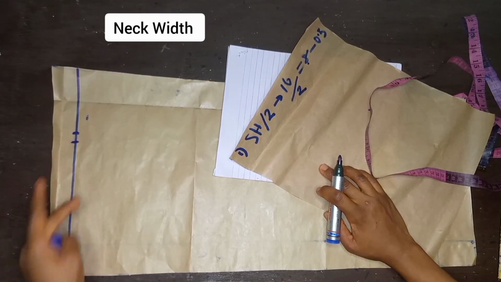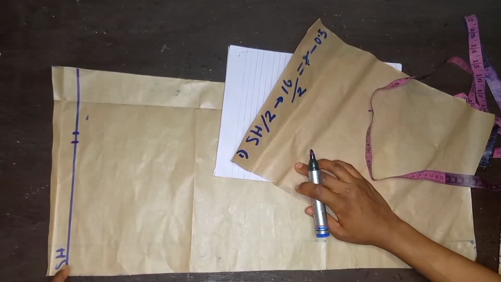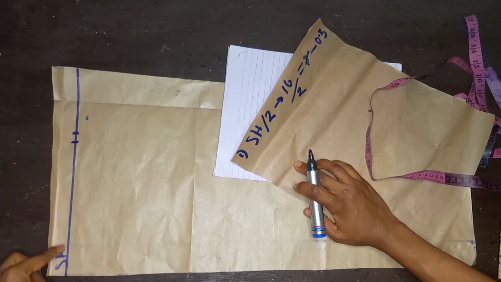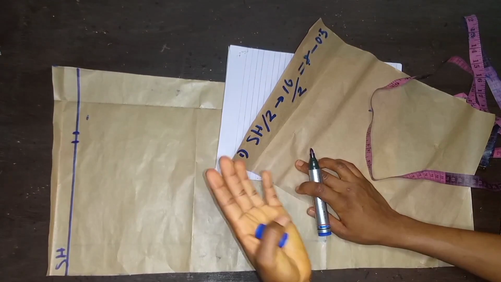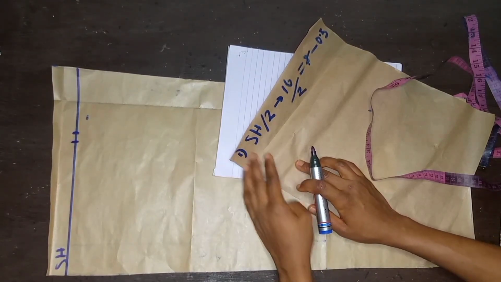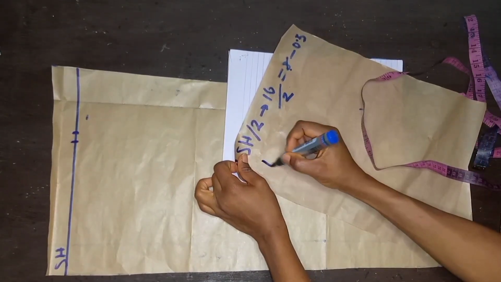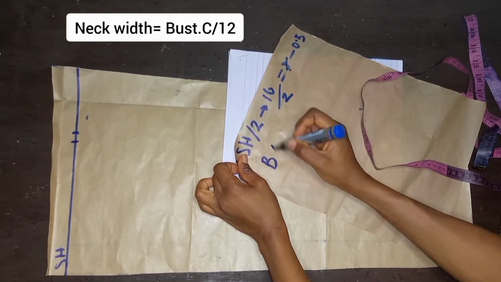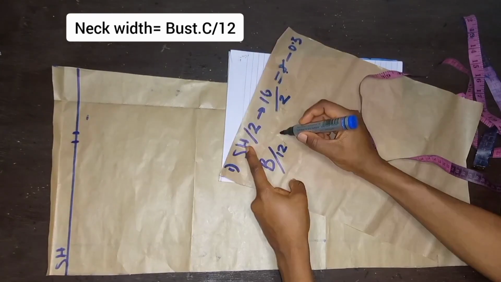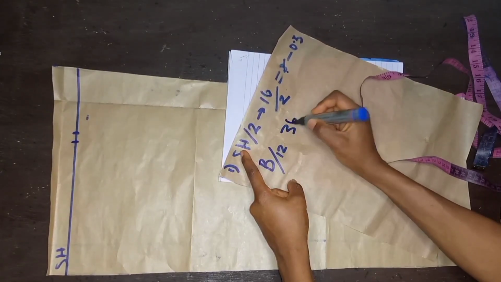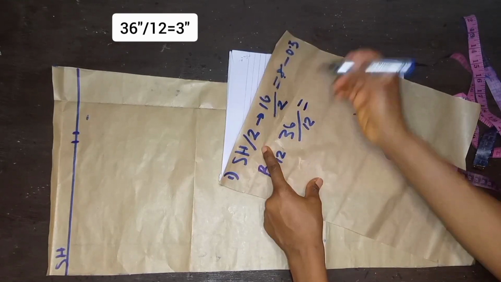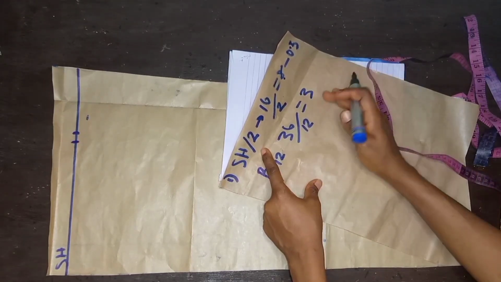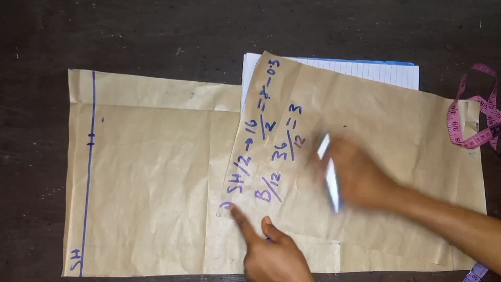The next one is the formula for neck width. That is when you're trying to draft a basic neck width, a standard neck width and not maybe you're trying to make any stylish design. And this formula is used for both the front and the back bodies. The formula for neck width is the bust circumference divided by 12. So let's say the bust circumference is 36 inches. 36 inches divided by 12 will give me 3 inches. So the neck width for the back and the front will be 3 inches.